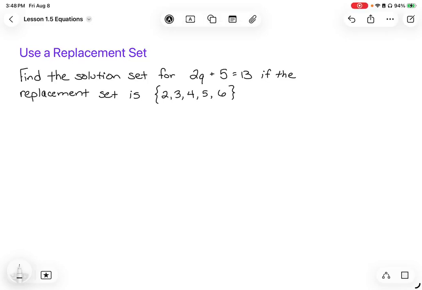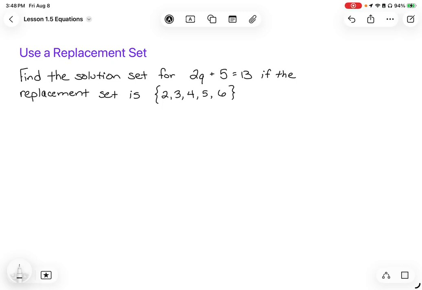An equation, very simply, is any mathematical statement that has an equal sign in it. That's why it's called an equation, because there's an equal sign in it. So we're given an equation here, 2q + 5 = 13. And we're also given what is called a replacement set. The replacement set we have is 2, 3, 4, 5, 6.